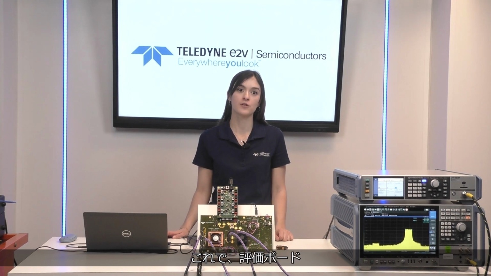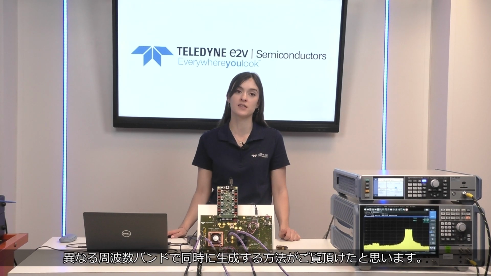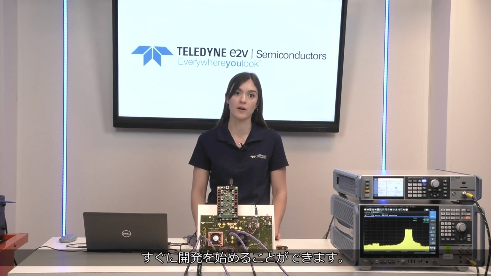We have reached the end of this video. You have learned how to get started with the evaluation board of the EV12DD700 FPGA EVM to generate up to 2 chirp signals in different bands simultaneously. The evaluation board is available so you can start your developments right away.